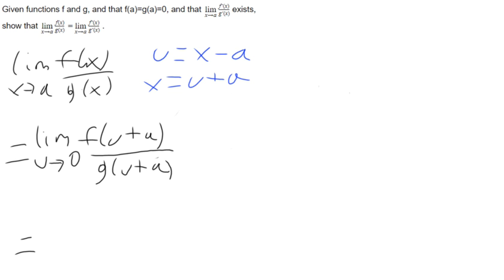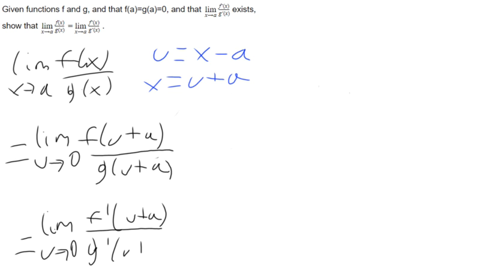So by what we proved last time, we know that to evaluate this limit, we can differentiate the top and the bottom. So we can say that this is the limit as u goes to 0, and I'll just differentiate the top and the bottom. So I'll get f prime of u plus a, and using the chain rule, we multiply by the derivative of the inside here, but the derivative of the inside here is just 1, because a is a constant. And likewise, in the denominator, we will have g prime of u plus a. But let me write this better.